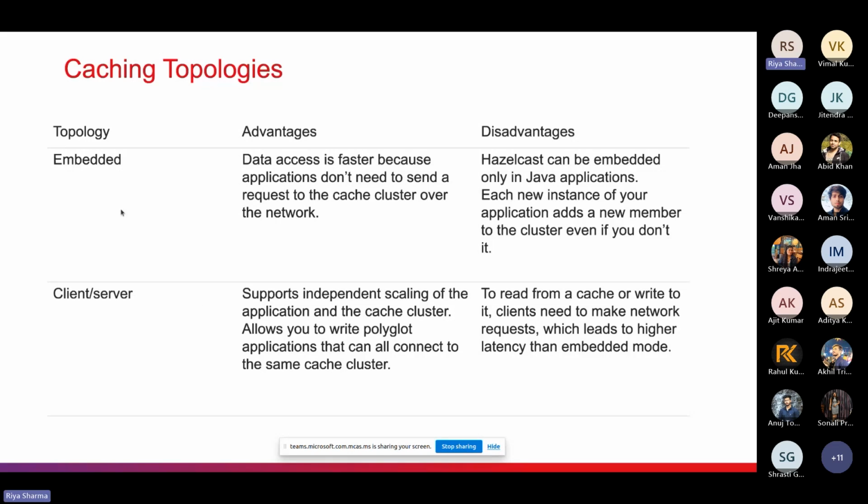Whenever you bring up your application instance, one member will be added in the cache cluster. But in client-server, whenever you have to scale your application, it would not hinder your Hazelcast clusters, right? So there are advantages and disadvantages, and all this depends on the use cases of your applications and your organizations, and how you want to cache your data. Based on that, you can integrate Hazelcast in your Spring Boot application. I've covered all these points more or less. Moving ahead.